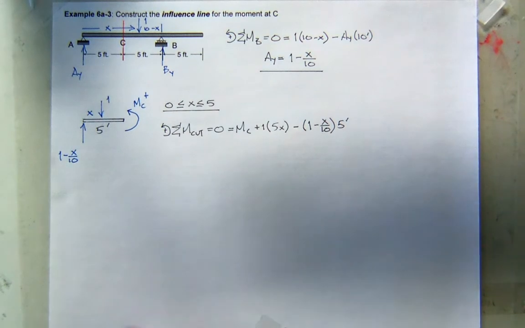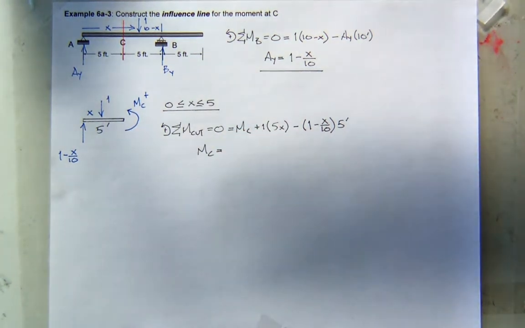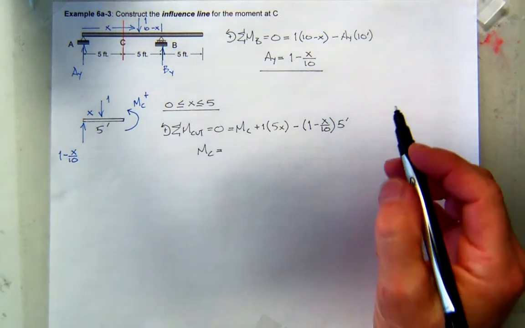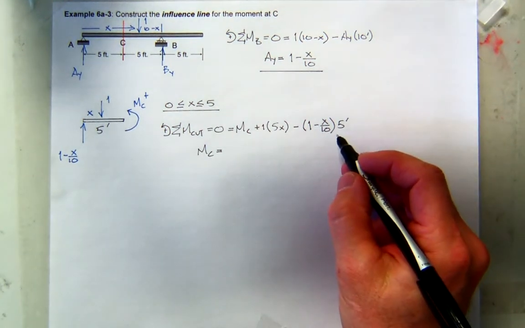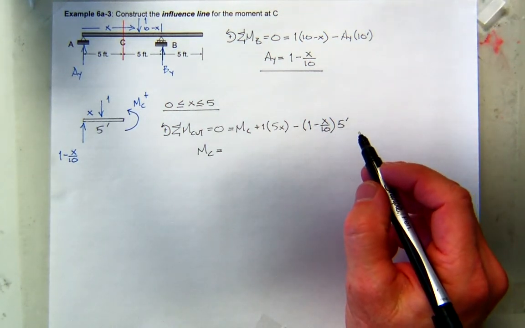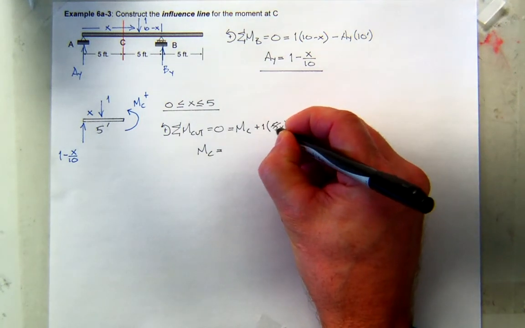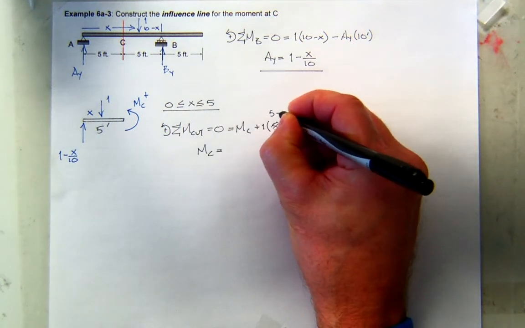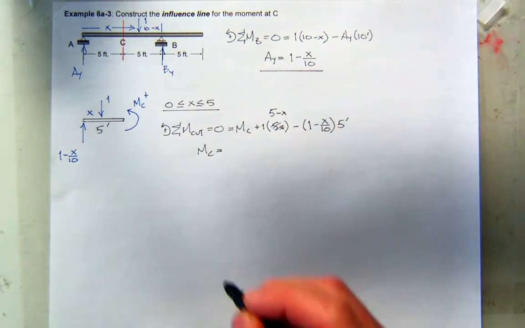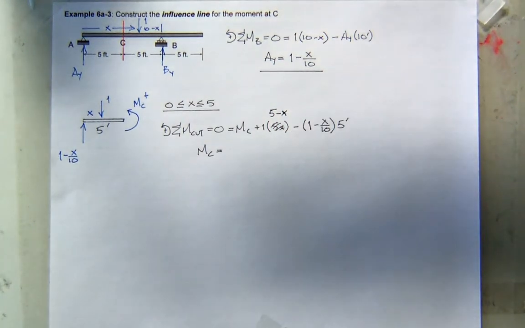So let's solve for the moment. What do we get? Oh, I did that wrong. I wrote 5x instead of 5 minus x. Right? That's a typo, or what do you call a typo when you do it with your hand? An error.